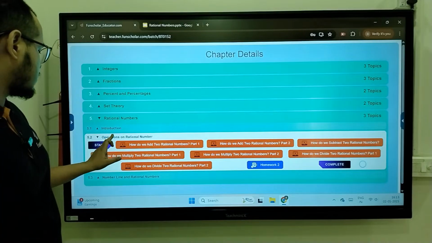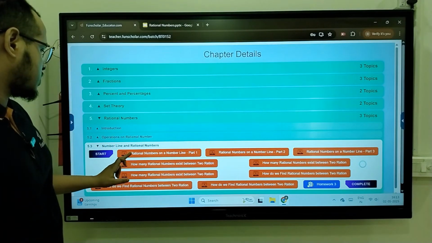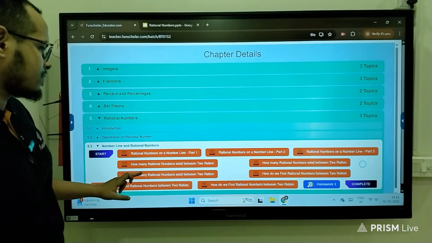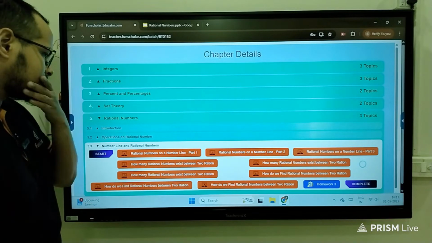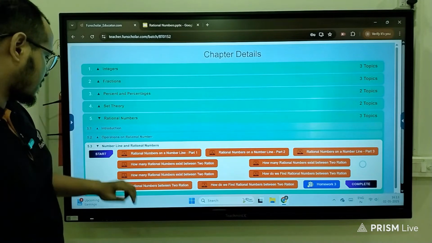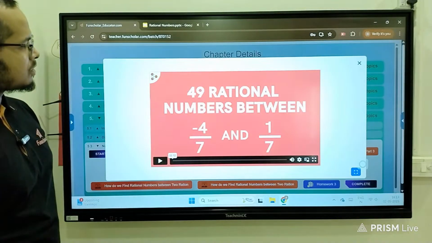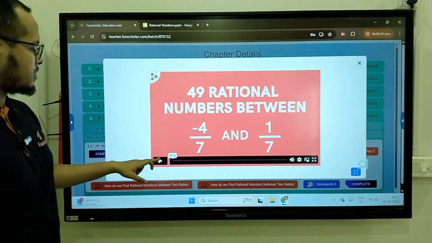Add, subtract, multiplication. This is not rational numbers or number lines. Hmm, how do you find rational numbers between two rational numbers? Chalo.